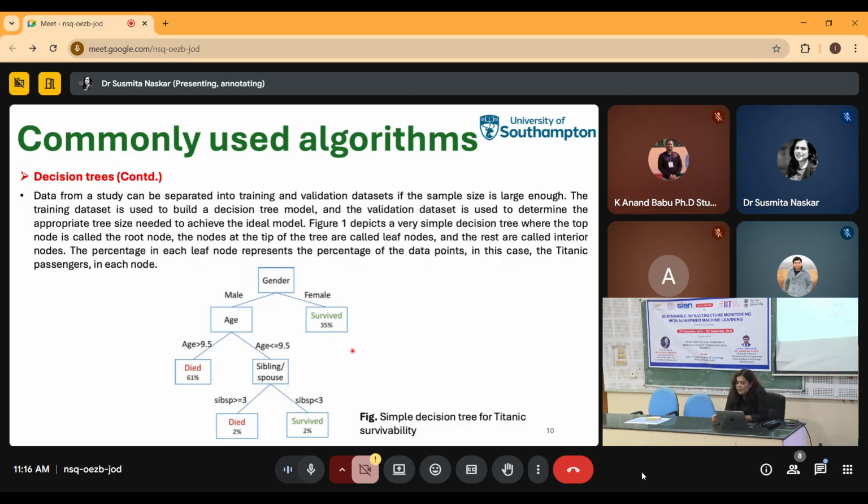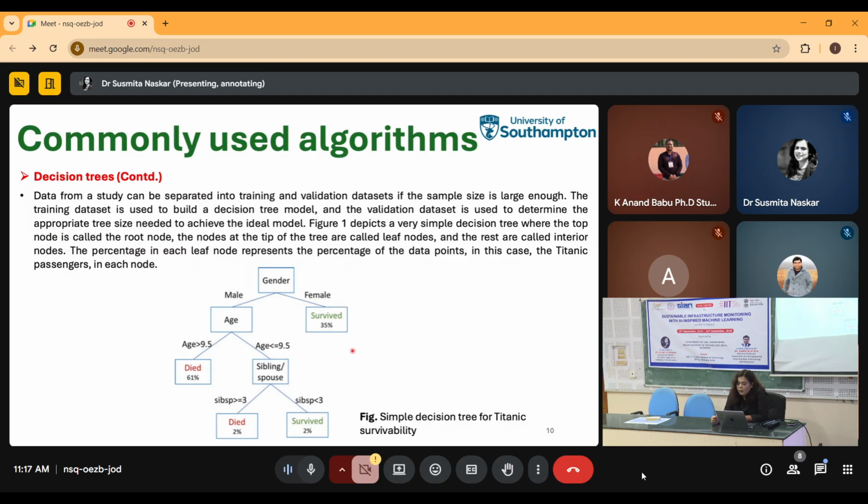The training data set is used, as I said, to build the model, and the validation is used to fine tune also, so that we don't get any kind of overfitting and we can achieve the best possible model for our data. That will help us to get a very great prediction, right?